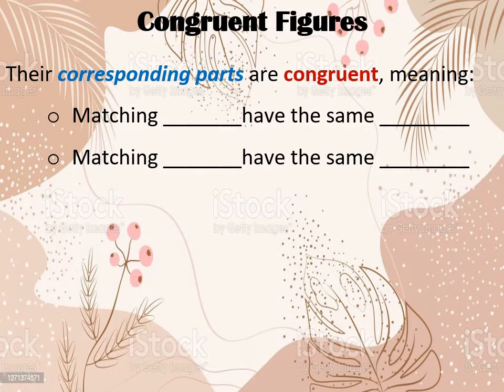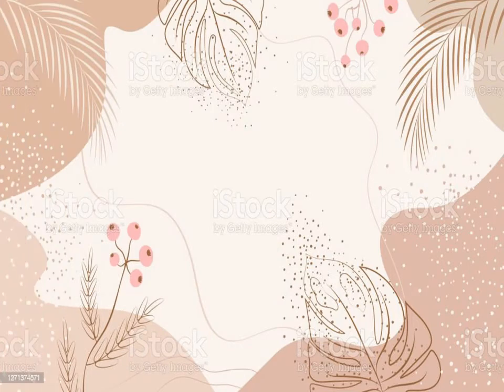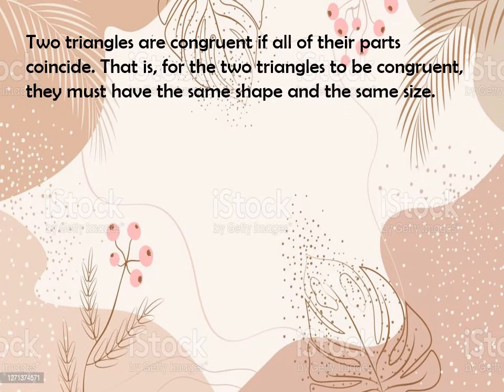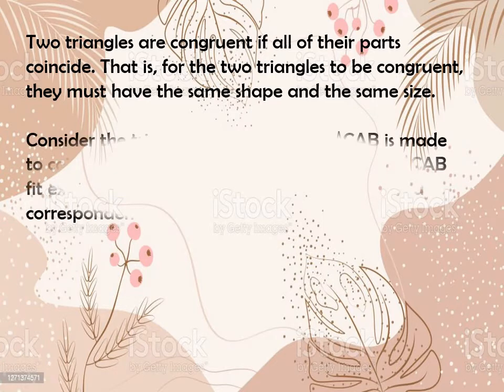If we say congruent figures, their corresponding parts are congruent, meaning matching sides have the same length and matching angles have the same degree measure. Two triangles are congruent if all of their parts coincide. That is, for the two triangles to be congruent, they must have the same shape and same size.